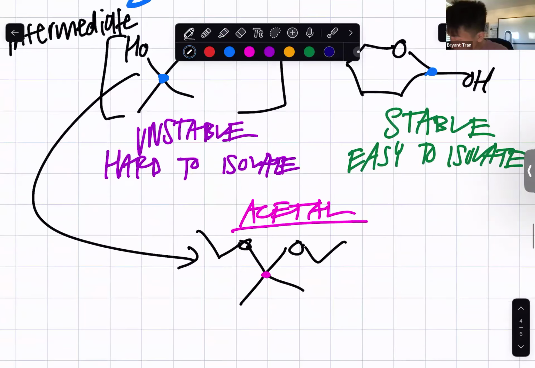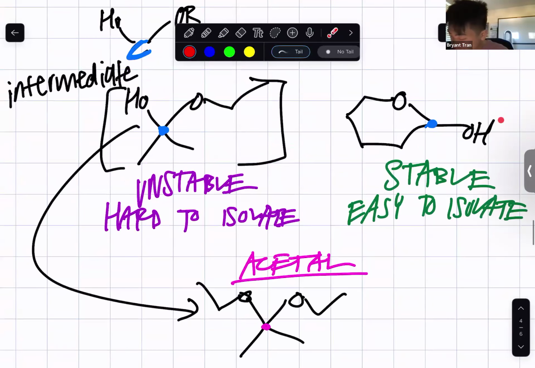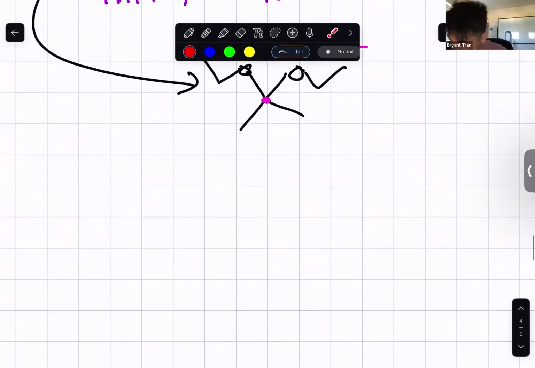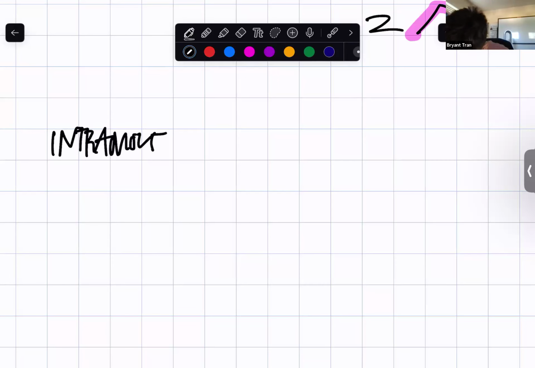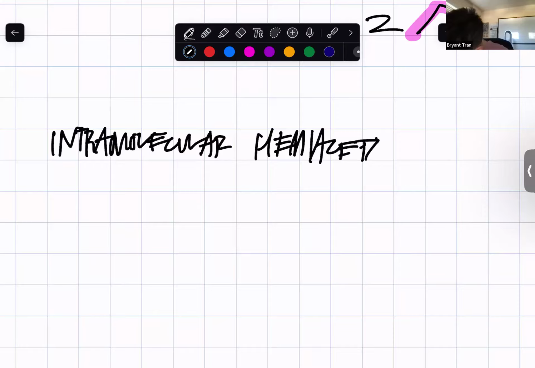Now, there is one example where you could form a hemiacetal, but it has to be cyclic in this form right here, and that is intramolecularly. So we'll label this intramolecular hemiacetal formation. Because if you do some practice problems, you can come across this here. And I'll give you a simple one to start off with.